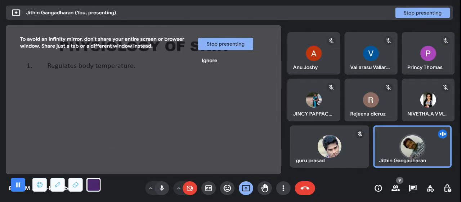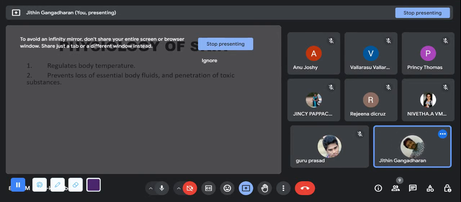What are the functions of the skin? First, it regulates the body temperature. Kindly understand this: when a burn occurs on your body, the physiology of the skin will be altered, and the body won't be able to regulate its temperature.